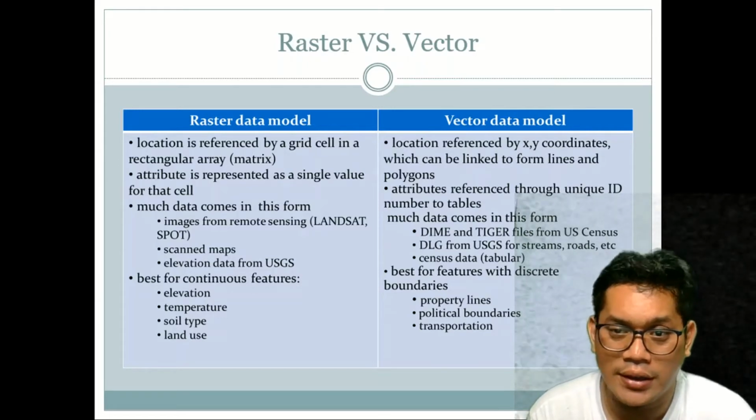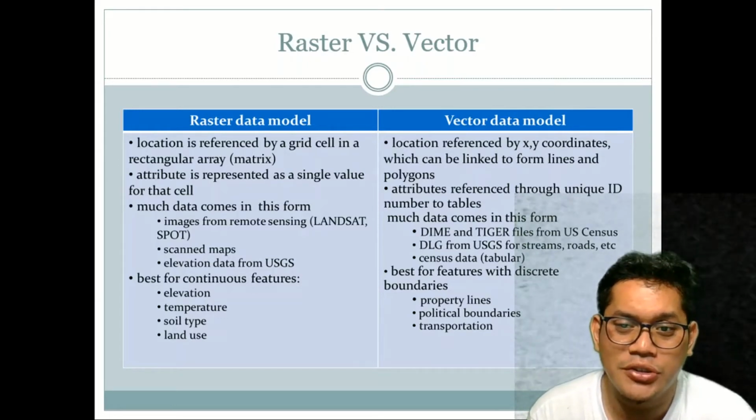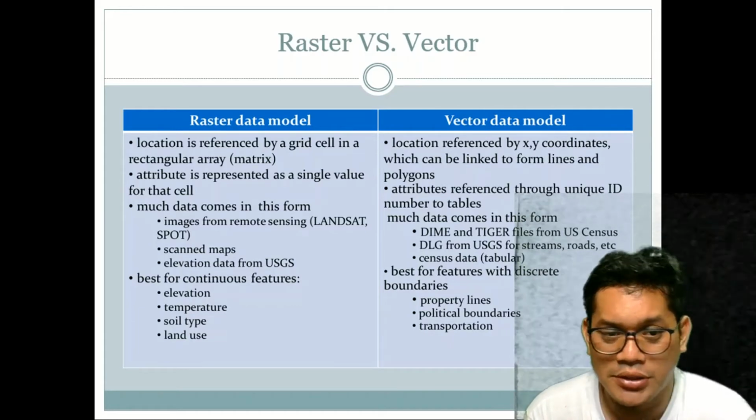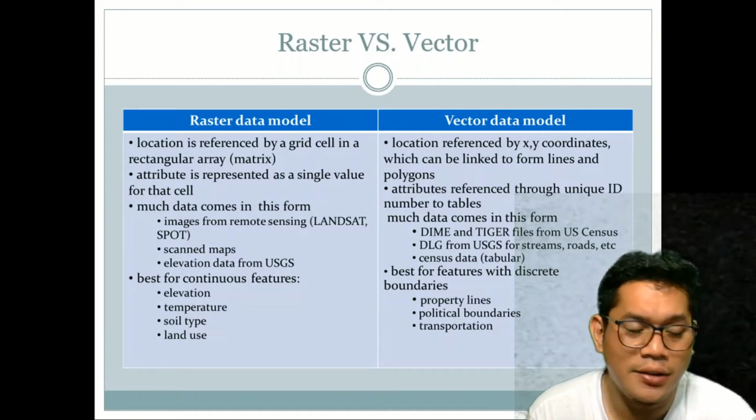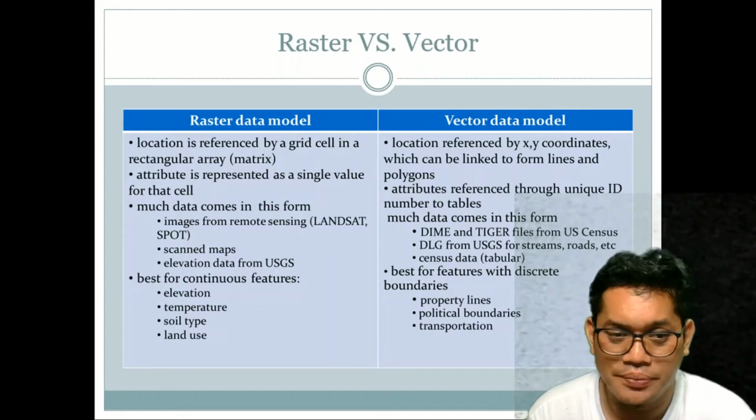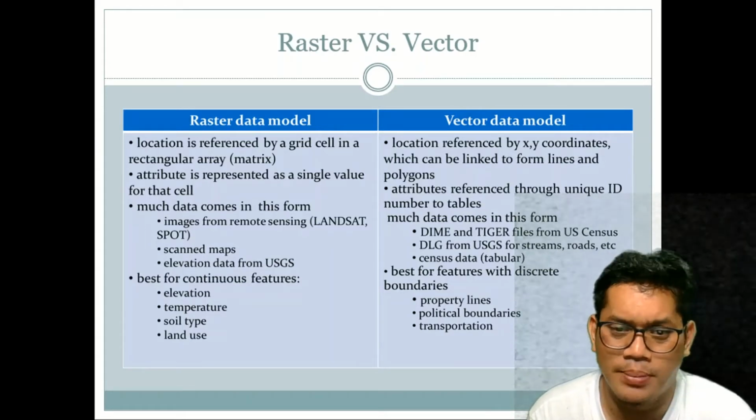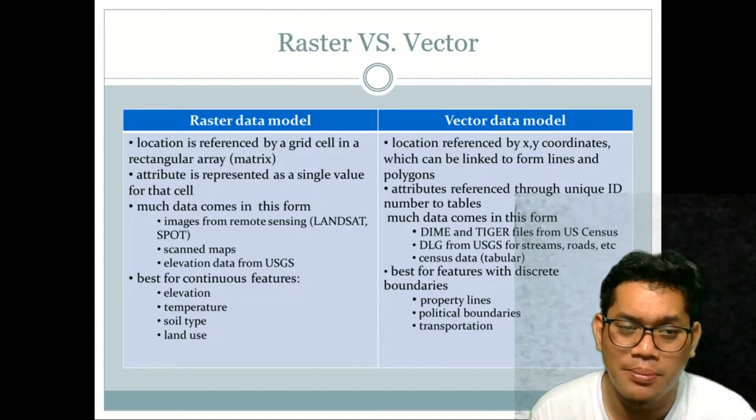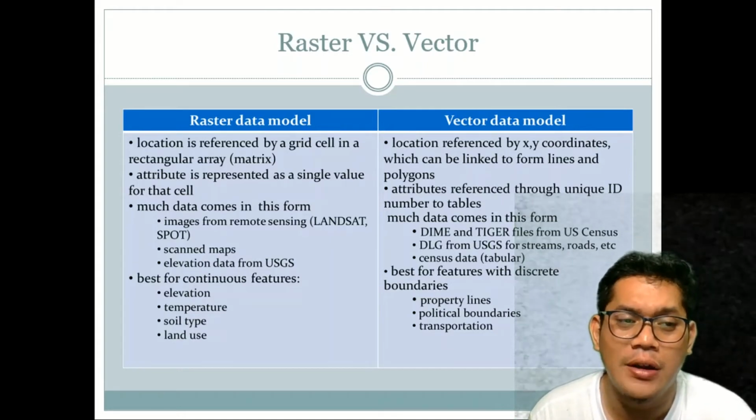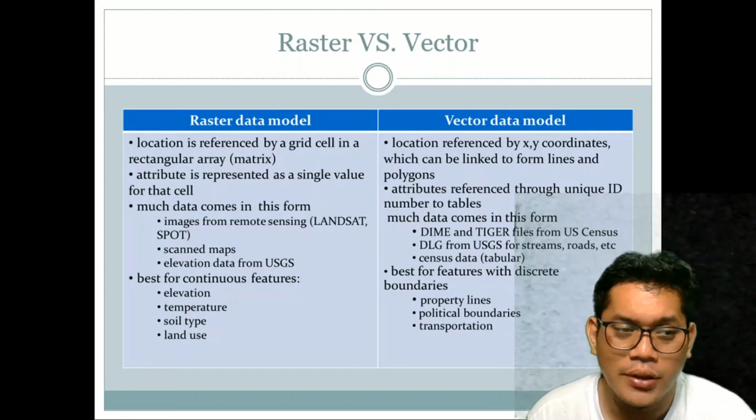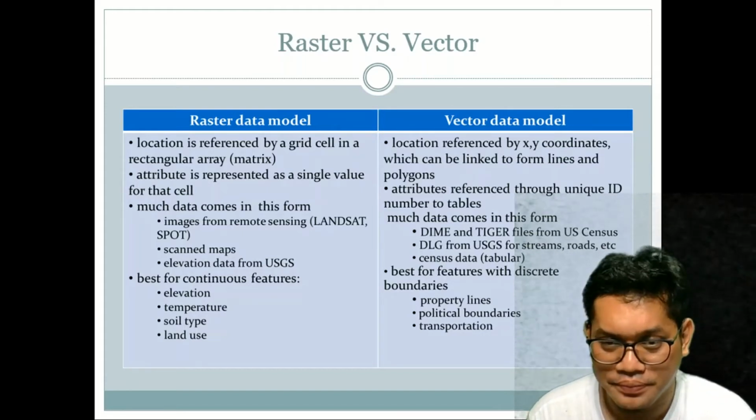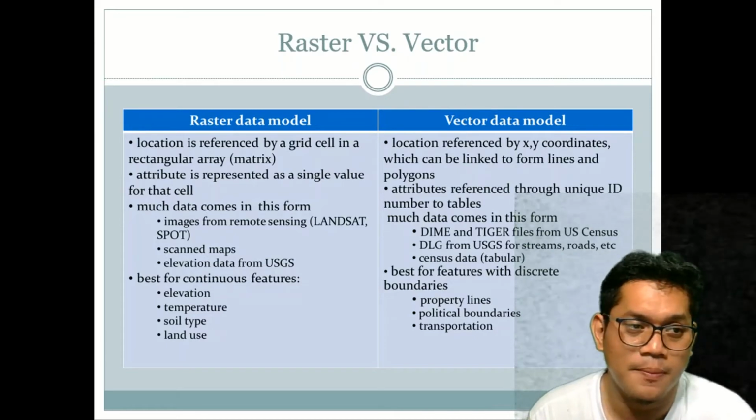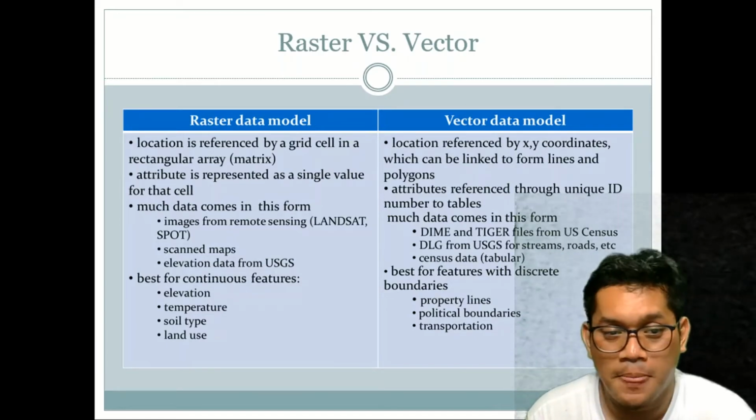However, for the vector data model, the attributes are referenced through a unique ID, and it comes from the database management system. So you can put either numbers, words, or paragraphs to explain that particular point, and it can have a lot of columns to explain it. Therefore, in terms of the attribute, it is more flexible, and it can be updated.